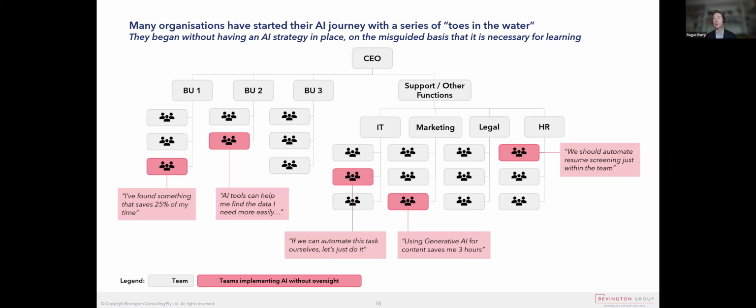But the challenge is, given the costs of a really big deployment that really pulls a lever to make a real difference, it's hard. So you've got some examples. Some people can say, I can save 25% of my time efficiency. AI tools can help me find data. That would be an efficiency, possibly even an effectiveness because you might not have found it. We can automate a task. That's efficiency. And we can use Gen AI to save time or to produce better content. So the examples are legion.